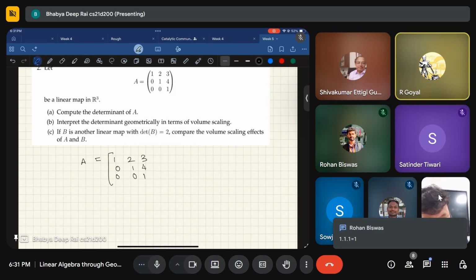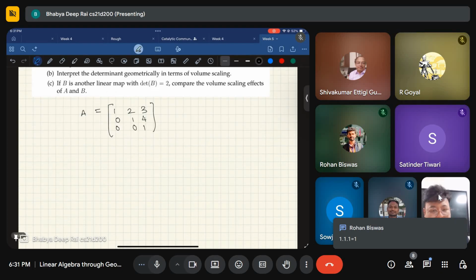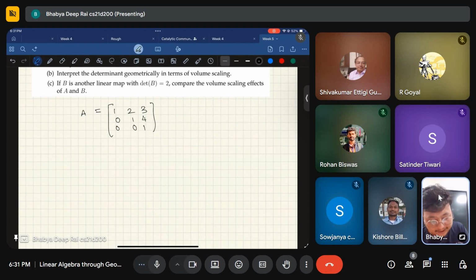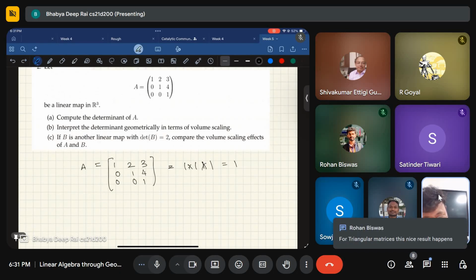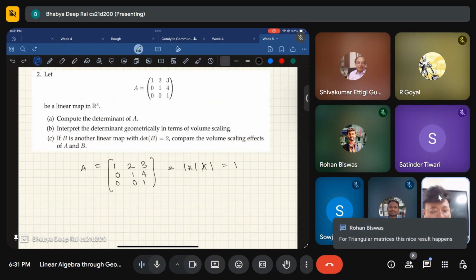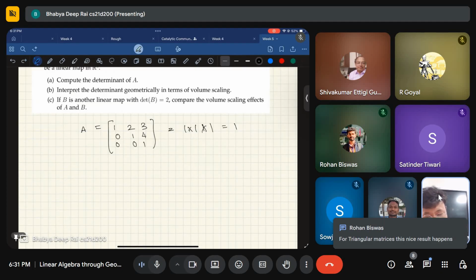So there would be 1. That's good. Correct. So it's already in this nice staircase form, right? And you can just see that it's just 1 times 1 times 1, which is equal to 1. I can apply the determinant formula also and I'll finally get 1, but this is a shortcut trick if it is an upper triangular matrix. For triangular matrices, this happens.